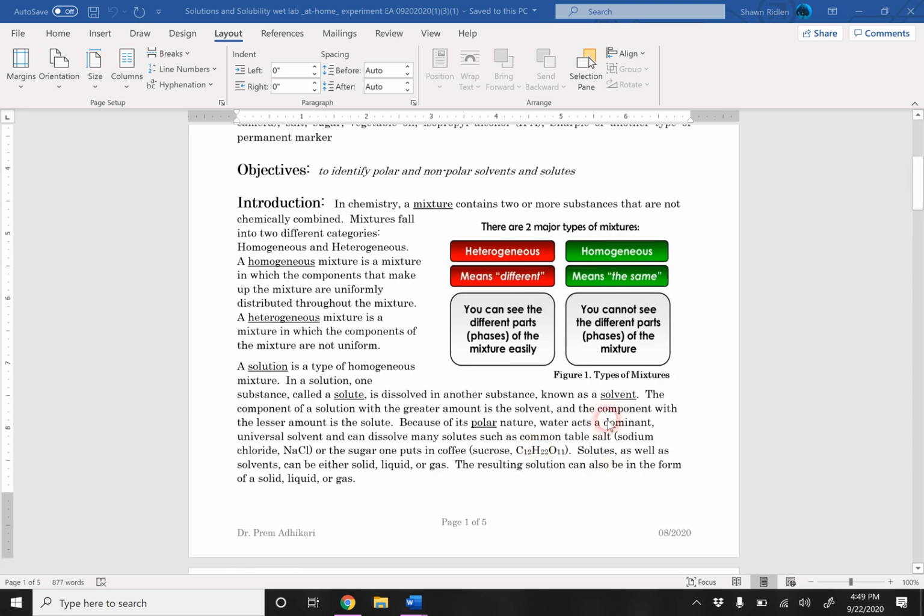Okay, there's a few properties that go into making a solution from a solute and a solvent.